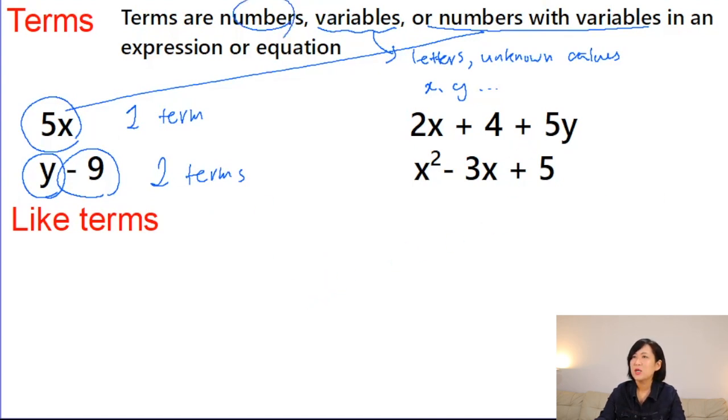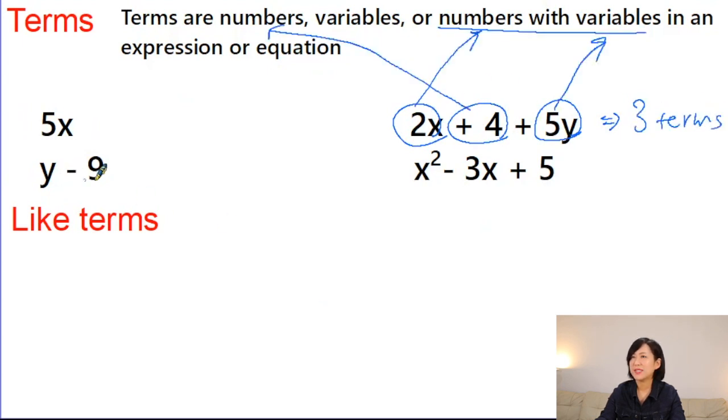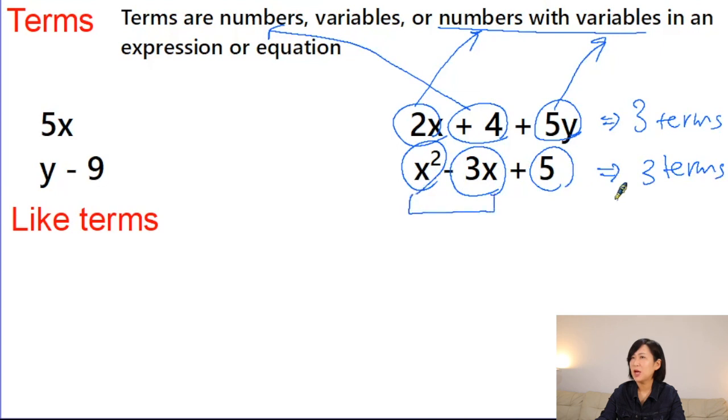Then next one, 2x plus 4 plus 5y. How many terms can you see? So number with a letter and number with a letter, we can see 3 terms. Last one, last expression, how many terms? I can say it's 3 terms. You may say, oh, it's 2 terms. No, it's not really because x and x squared, these are not the same term. So we can see 3 terms here.